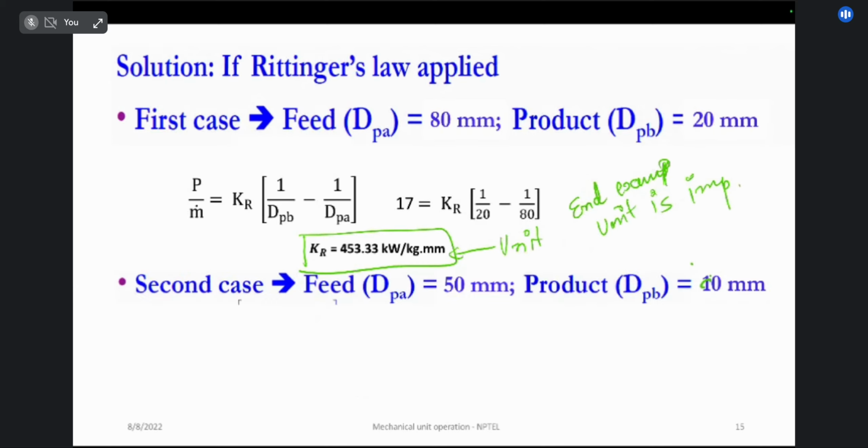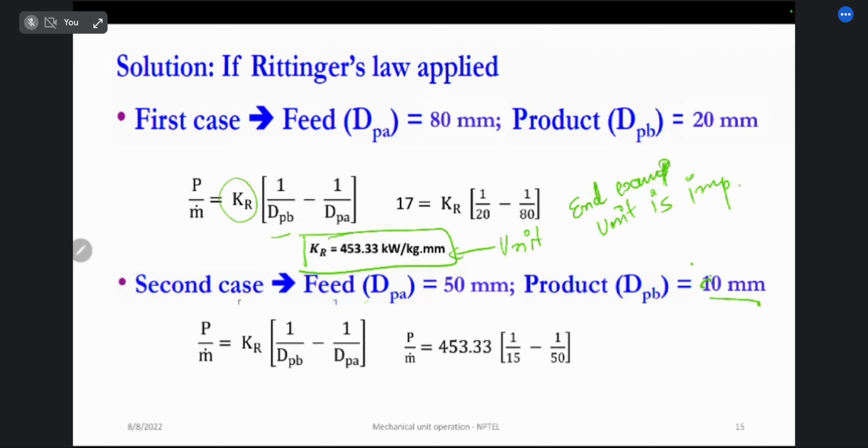Now in the second case we already have the Kr value. In the second case, dPb is 10 mm and dPa is 50 mm. We just substitute the values and get P by m dot, which comes to 21.1556 kilojoule per kilogram.